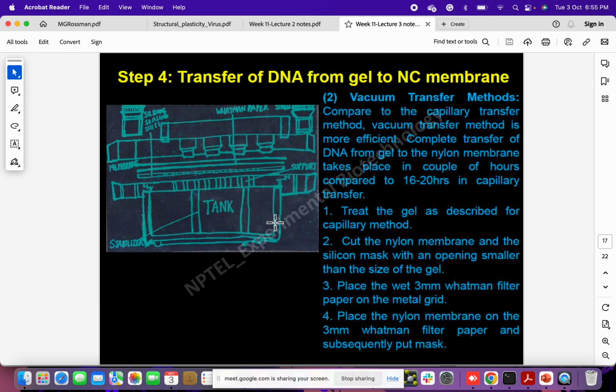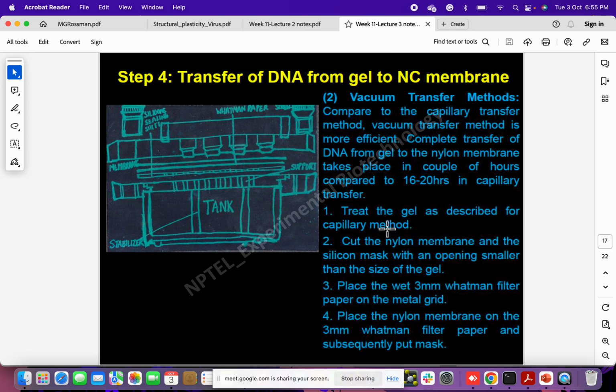Transfer of DNA from gel to nitrocellulose membrane, what is the principle? You can do it by vacuum transfer methods. Compared to the capillary transfer method, the vacuum transfer method is more efficient. Complete transfer of DNA from gel to the nylon membrane takes place in a couple of hours compared to 16 to 20 hours in capillary action.